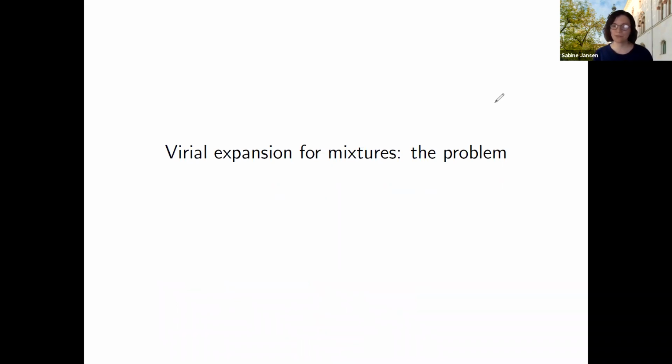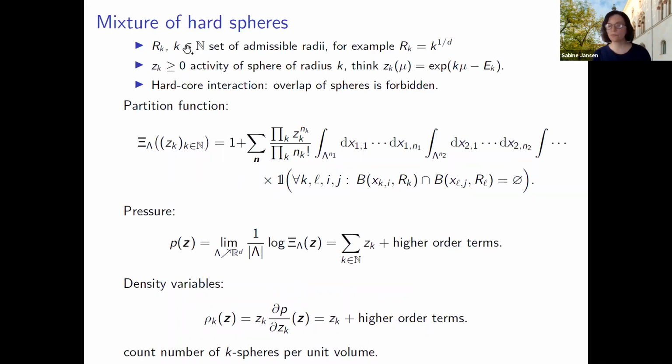So let me give you some formulas. So you have the set of admissible radii. For example, r_k proportional to k to the 1 over d, so that the volume overall is proportional to k. Then you have activity parameters. And a little bit later, on the next line, I will choose a concrete parameter dependent version where I want you to think of this as being something of the form e to the k times mu, where mu is a chemical potential maybe of particles that make up the sphere, minus some kind of energy assigned to a sphere. And I have the hardcore interaction.